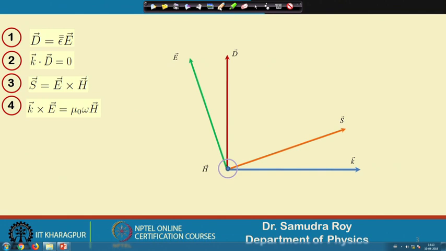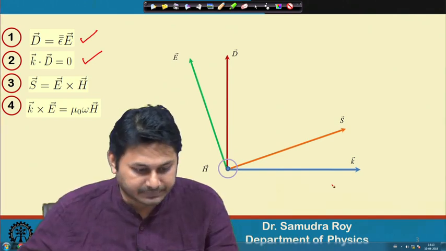First, we learned equation number 1, that D is equal to epsilon bar E. That means D and E are not parallel. That is the most important thing here. Then we learned that k and D are related by k dot D equal to 0, which means k and D are perpendicular to each other. If you look at the figure given in this slide, you will find that k and D are perpendicular, no problem with that.